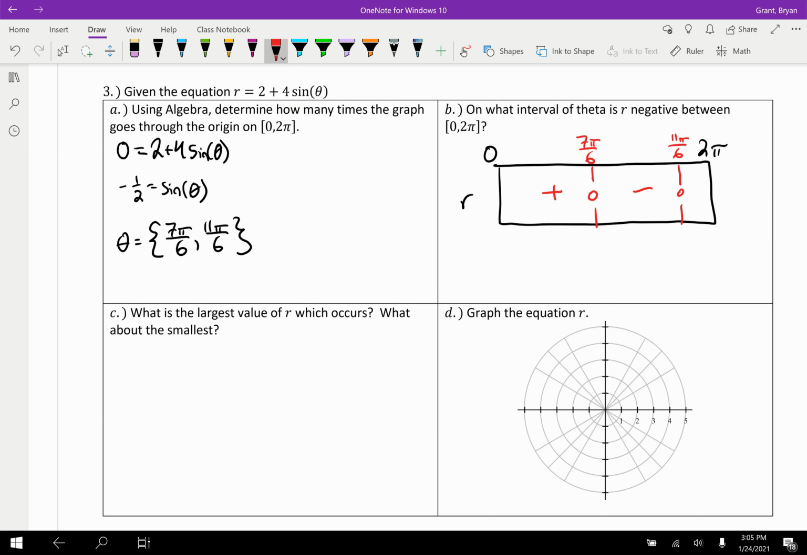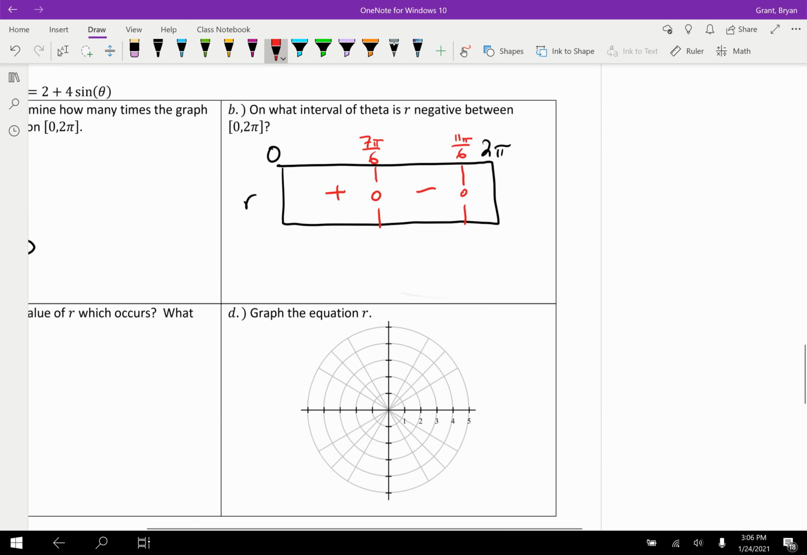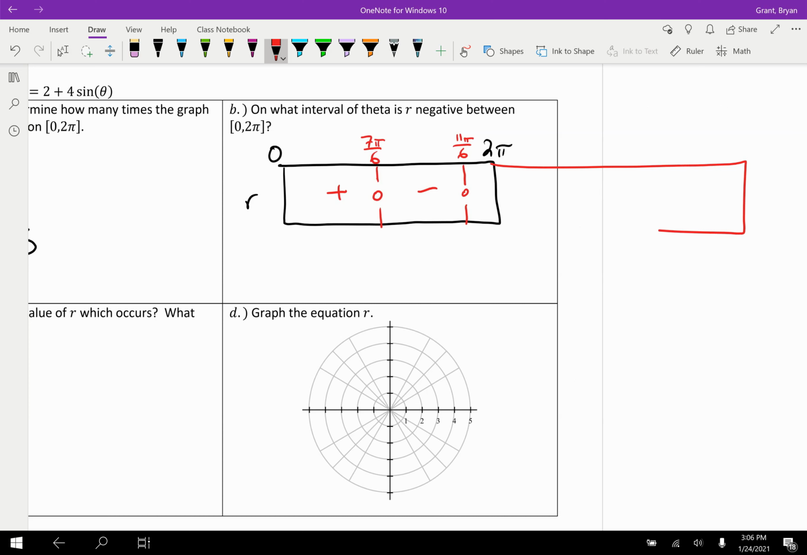And last but not least, from 11 pi over 6 to 2 pi, well, really what's happening is this sine chart goes on forever because there's no reason to actually stop our equation. We just arbitrarily chose to stop it at 2 pi. So you might think, well, where's the next time r becomes negative? Well, it's the next time we get coterminal with 7 pi over 6.